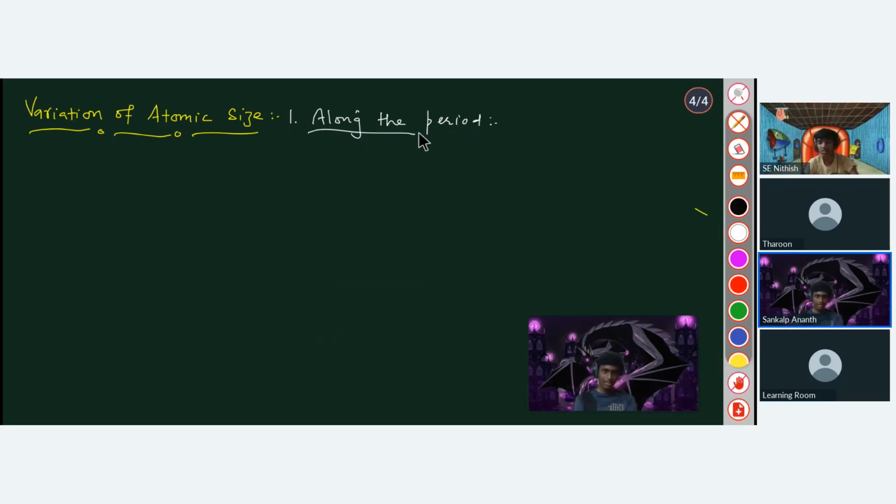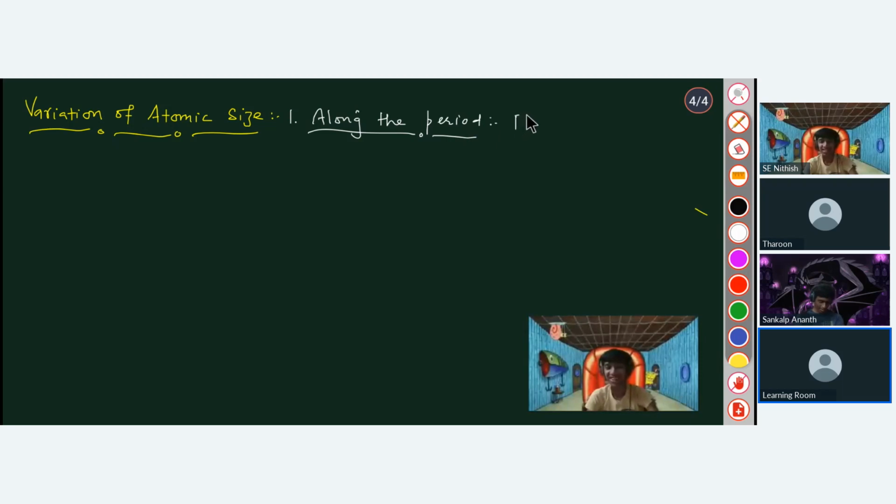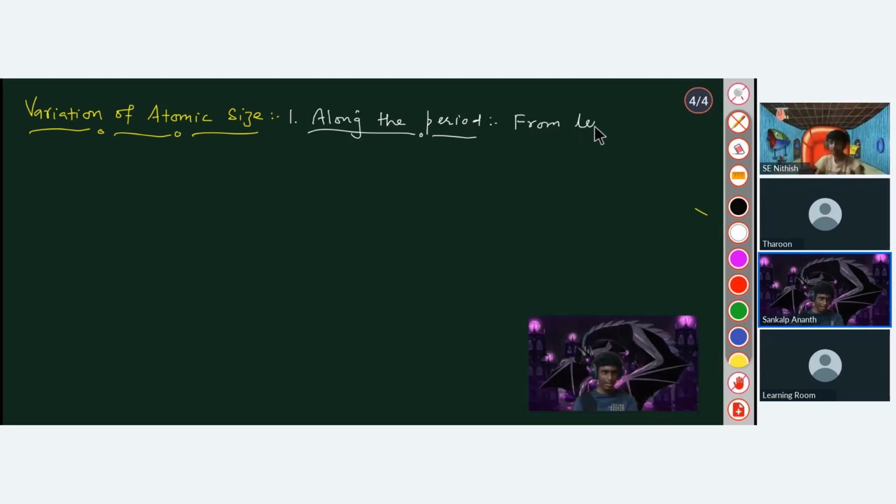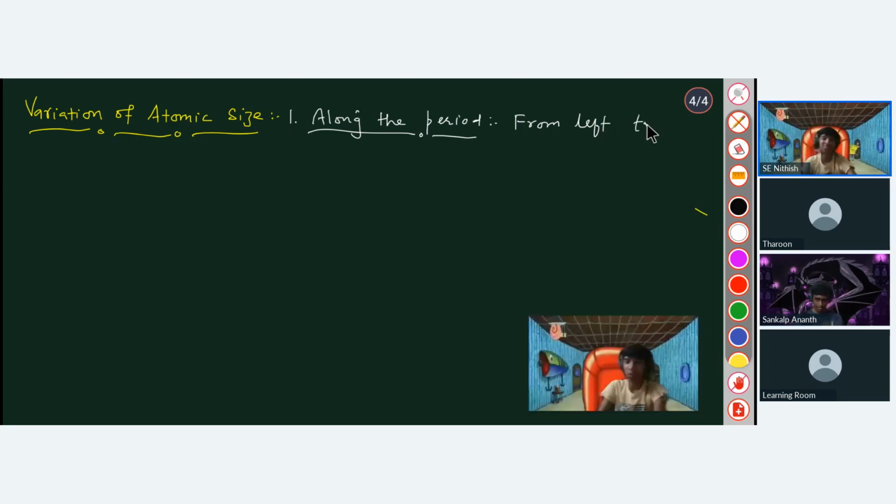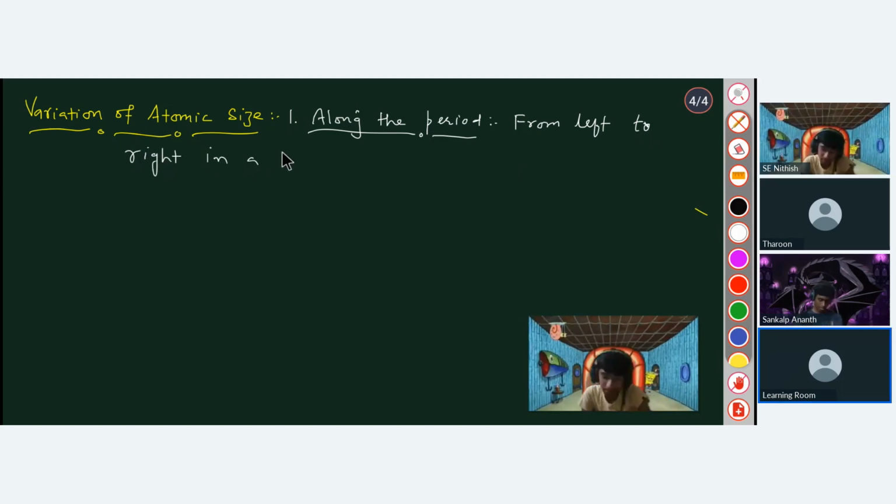Sir, from where to where? Can you hear me? From left to right in a period. Yes, sir, I can hear. It will increase. Atomic size will decrease from left to right in a period. Atomic size decreases. You have to remember this. This is very important.